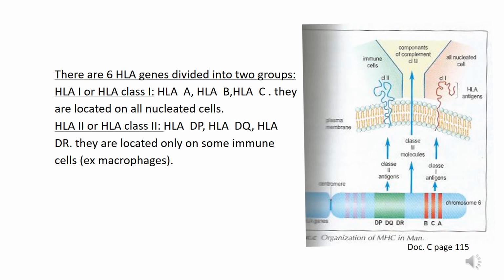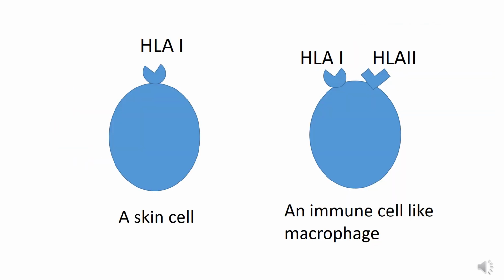HLA class 1 code for HLA antigens or proteins located on all nucleated cells, while HLA class 2 code for antigens or molecules that are located only on some immune cells like the macrophage. Here is an example of a skin cell and an immune cell like macrophage. The skin cell represents on its surface only the HLA class 1, while the immune cell represents on its cell membrane both types, HLA class 1 and HLA class 2.